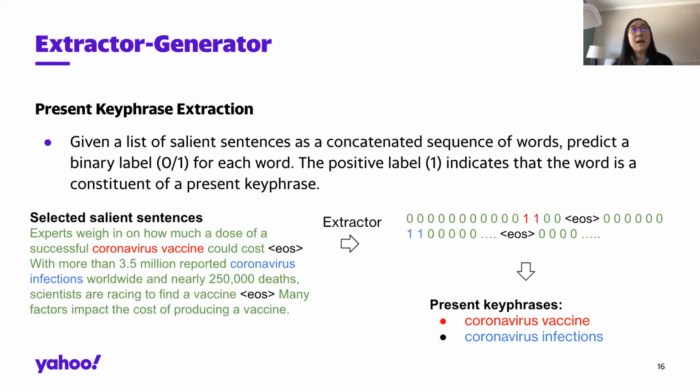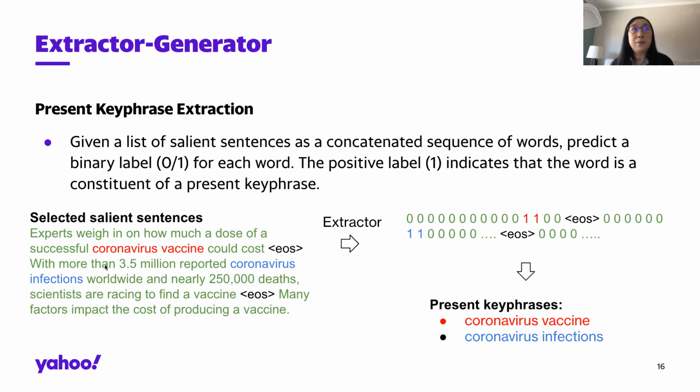So now let's look at the extractor and generator, which does the job of key phrase generation. I want to first explain this through an example. For key phrase generation, we also formulate it as a binary classification problem. We feed the model a selected sentence as a sequence of words, and then we try to predict for each word a binary label to see if it's part of a present key phrase.